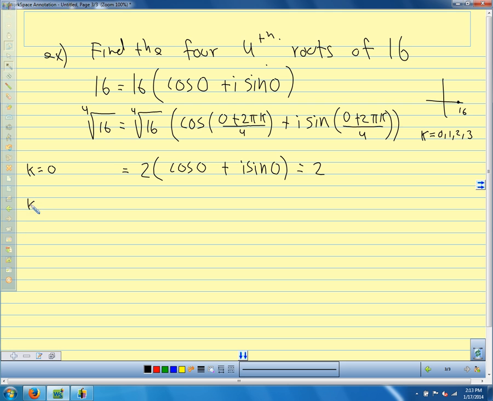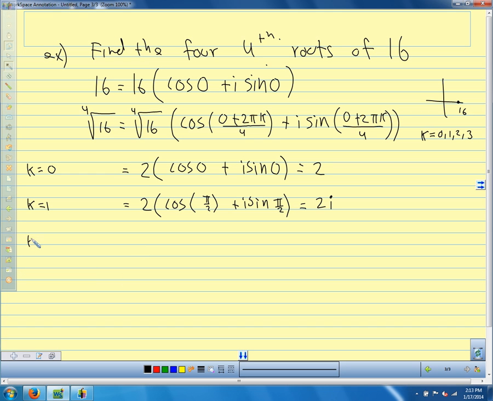Now we're going to plug in k equals 1. So we get 2 times the cosine. I'm plugging in 1 for k here, so I get 2 pi over 4, which is pi over 2, plus i sine pi over 2. Cosine of pi over 2 is 0. Sine of pi over 2 is 1. So we get 2i. And if you multiply 2i by itself 4 times, you'll get 16.